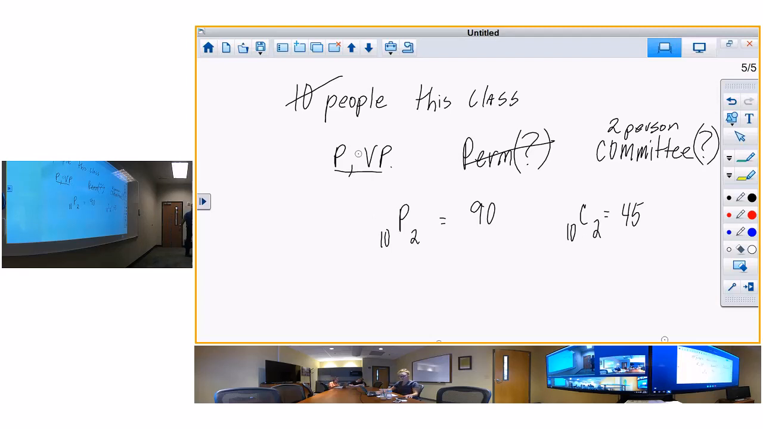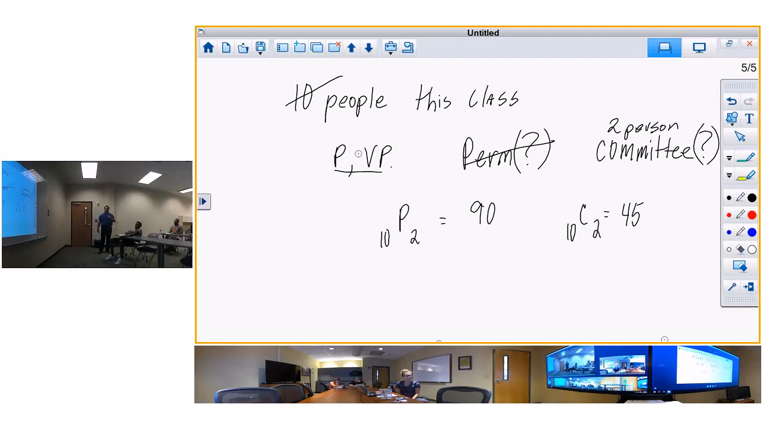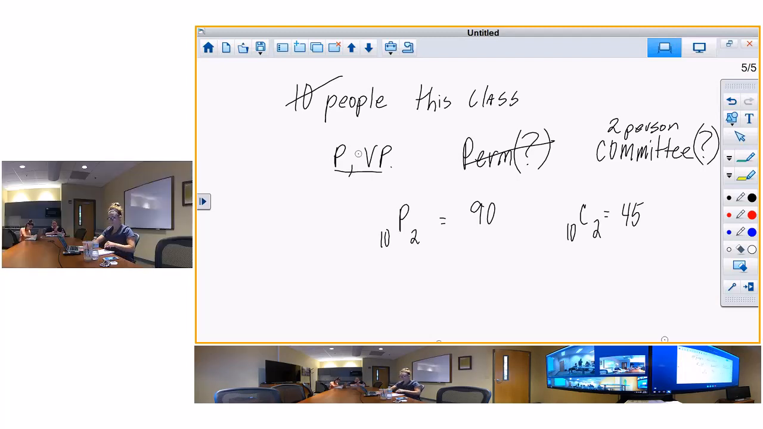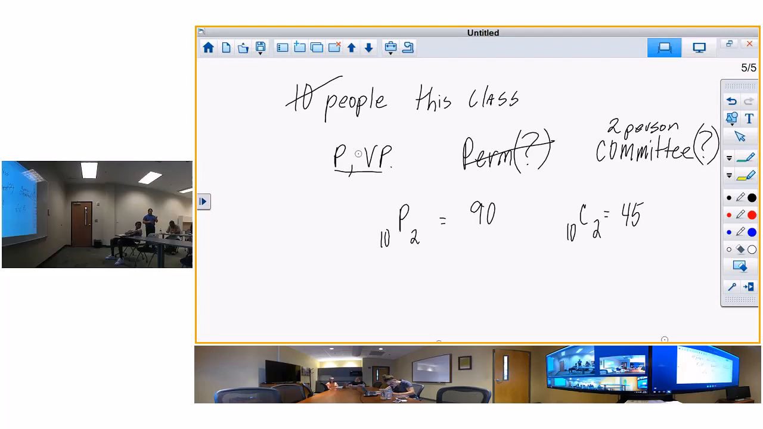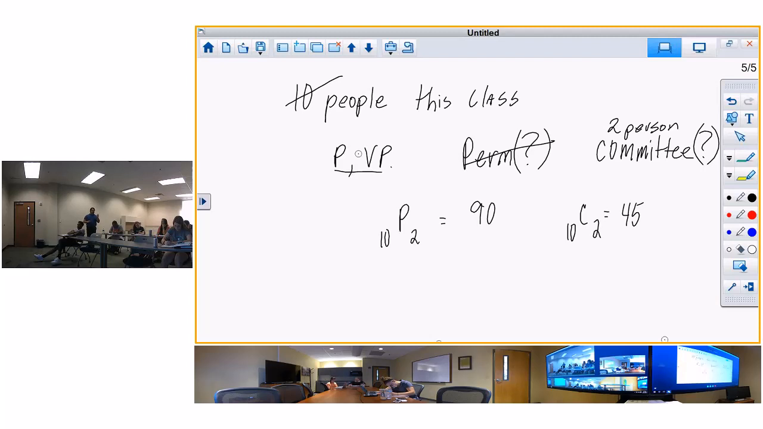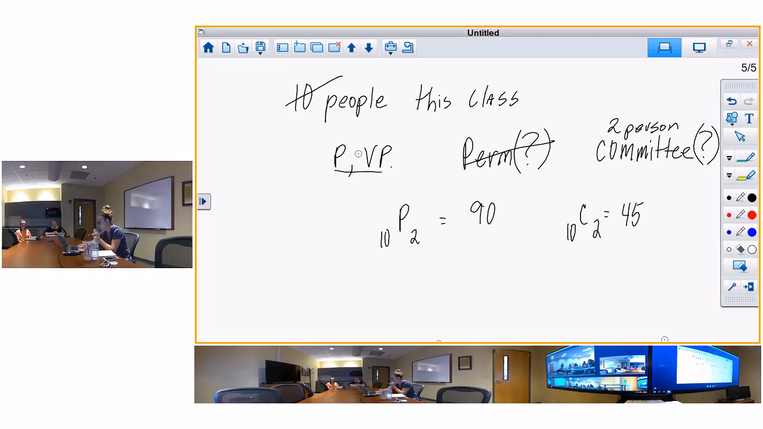Why will the permutation always be more than the combination? Think about it like this. Miss Garrett, sorry, I knew it was G. What color is Miss Garrett's shirt? Don't say it. Okay? Now, what if I ask you, what color is Miss Garrett's hair? Which one are we going to get more answers on? Different answers.